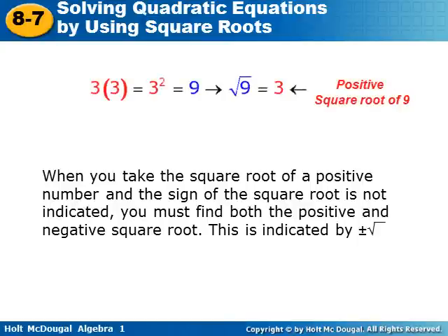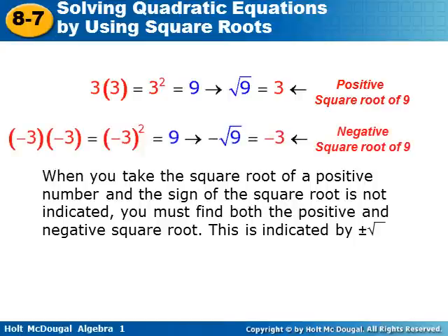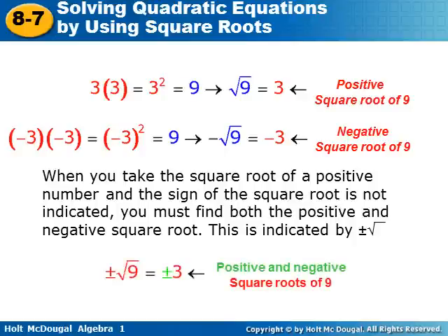So 3 times 3 is 3 squared, or 9. The square root of 9 is 3. That's the positive square root. But negative 3 times negative 3 is negative 3 squared, which is also 9. So the square root of 9 could be negative 3. Plus or minus the square root of 9 equals plus or minus 3.